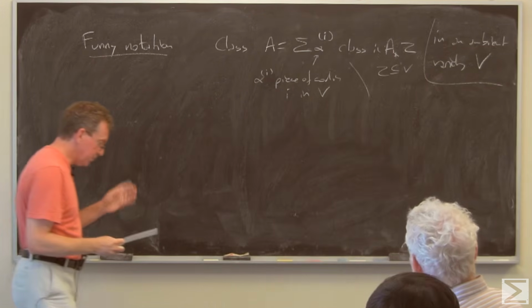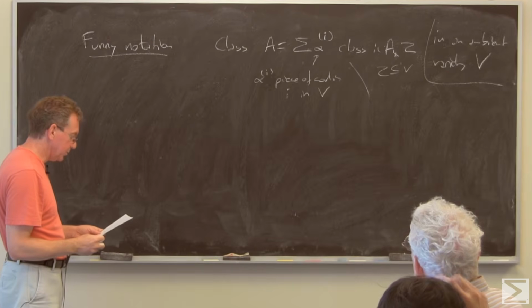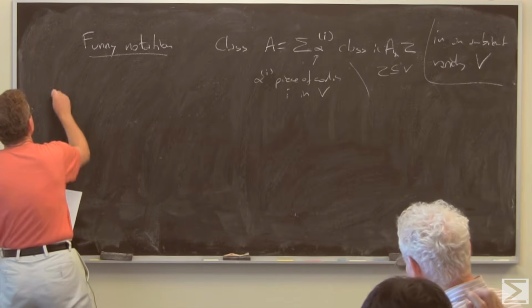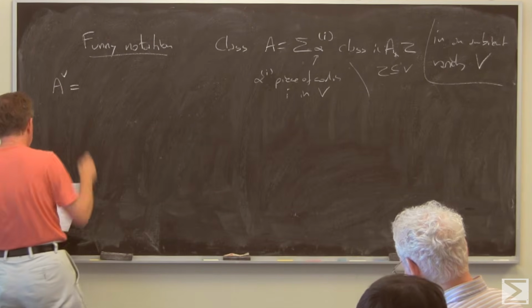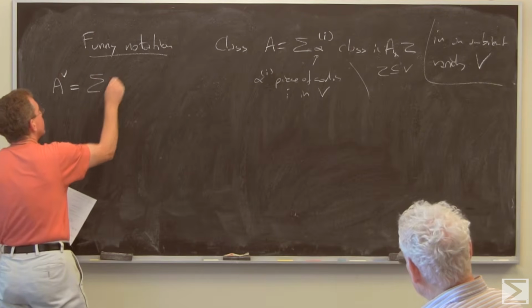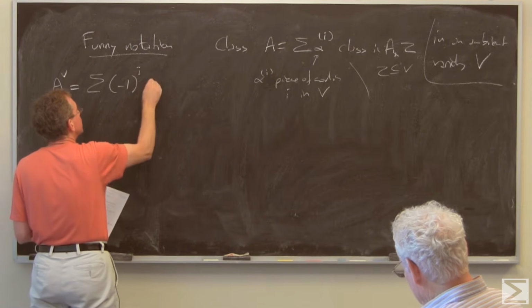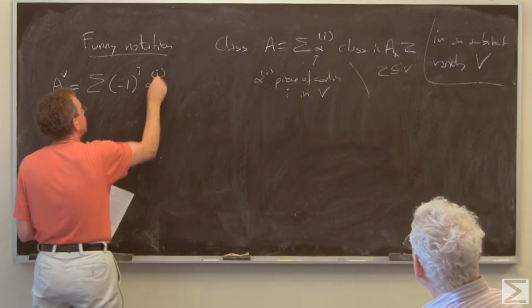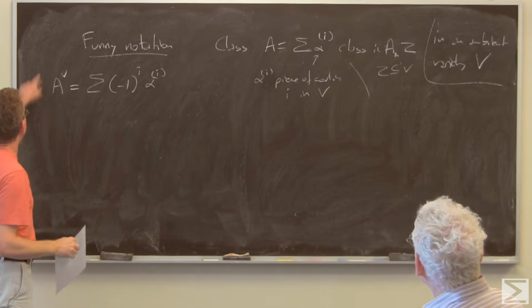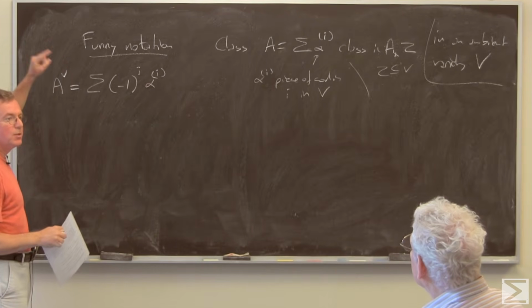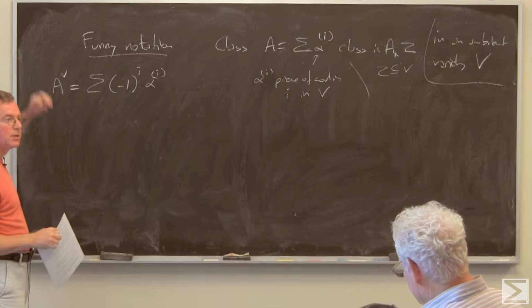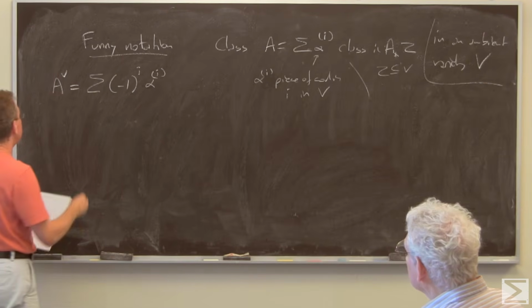This was the choice I made when I introduced these. May not be the best choice, but the notation is very simple. If I write a check, what I mean is the same class, but you change the signs of the terms in codimension i. Unfortunately, I don't know where to put v here. This is not a v, this is a check as in dual. I'm just changing the sign of every other term.